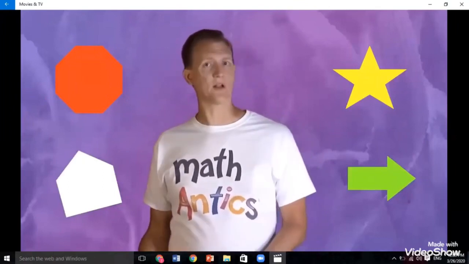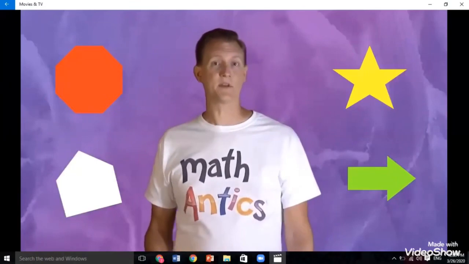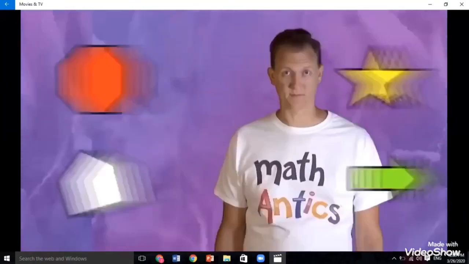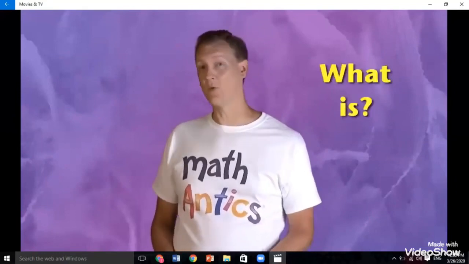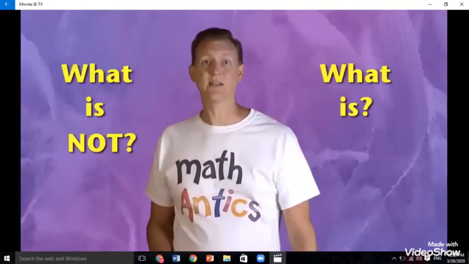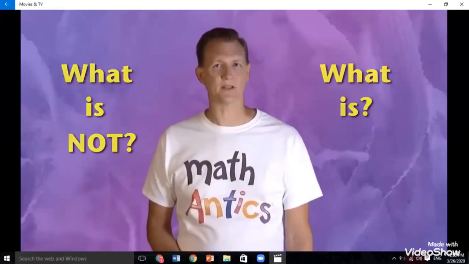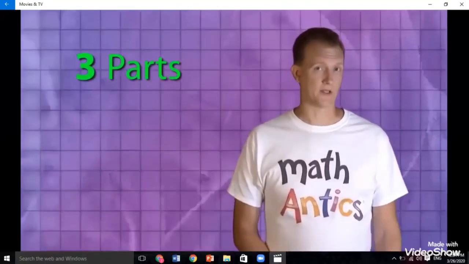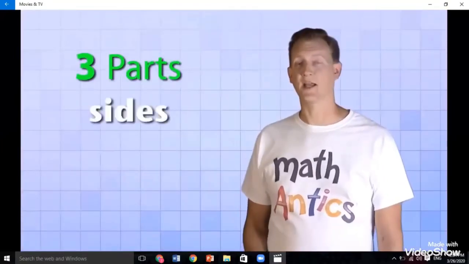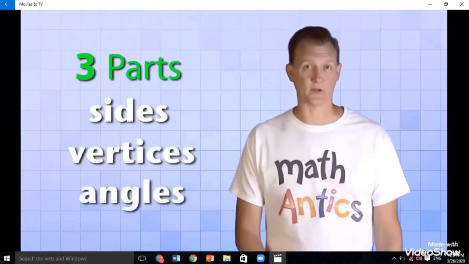That's because a polygon just means a multi-sided shape. And these shapes all have multiple sides. Okay, so that's a basic definition of a polygon. But to really understand what is a polygon and what is not a polygon, we need to learn about the specific properties that all polygons have in common. First, we need to know the three parts that make up all polygons. And these parts are sides, vertices, and angles.